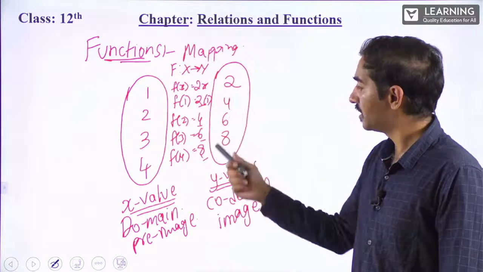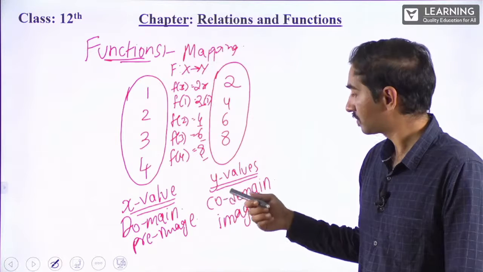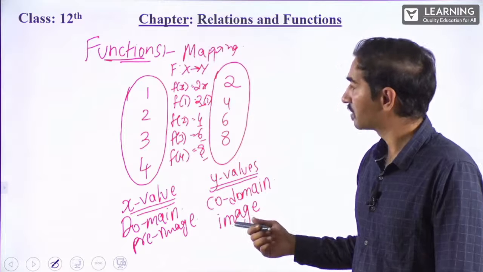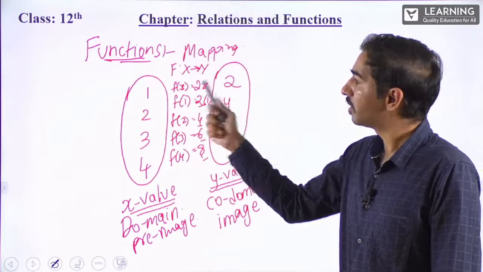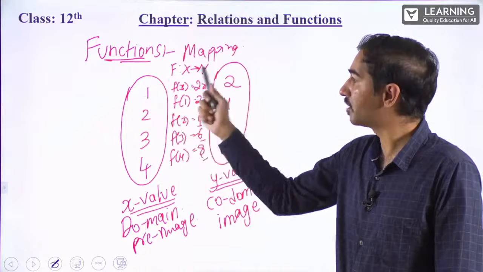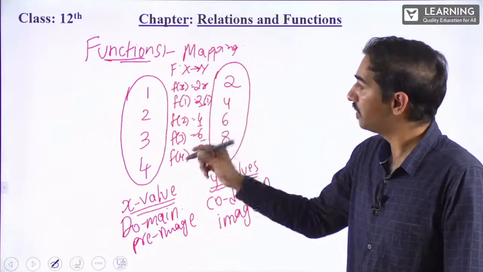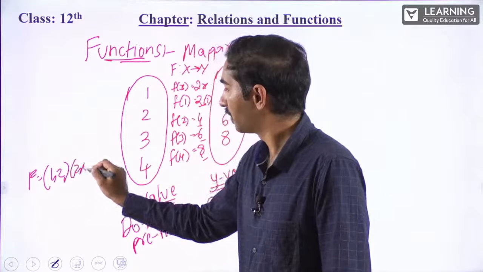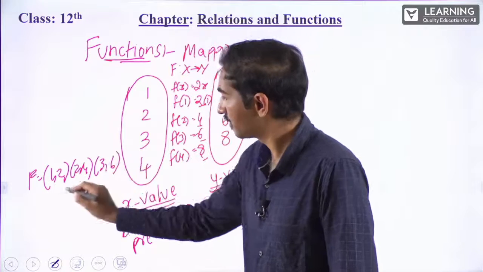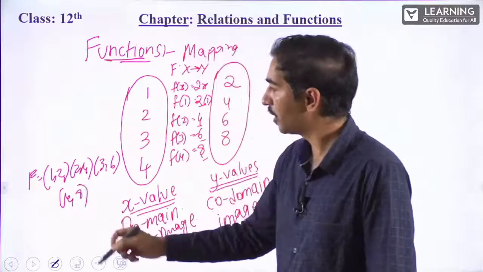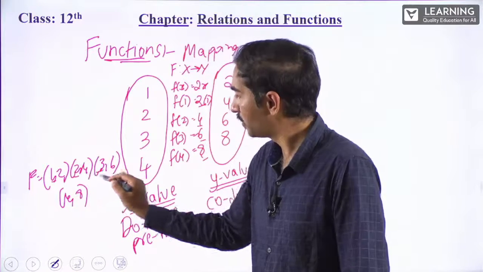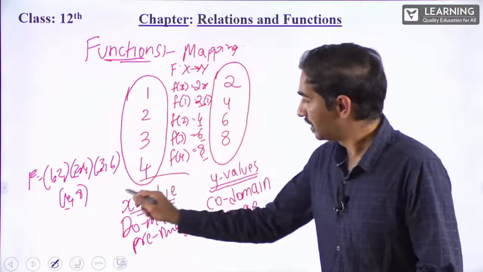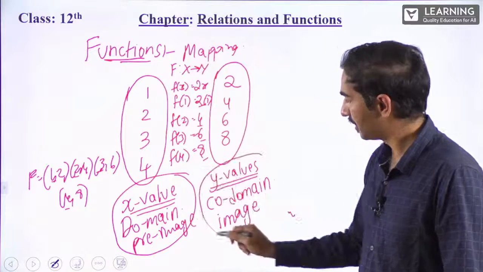These are nothing but the set of y values, which is also called the codomain, and also called the image. So 2 is the image of 1, or 1 is the pre-image of 2. Now how can we define this? We can write f equals {(1, 2), (2, 4), (3, 6), (4, 8)}. What is the one thing you have to notice? No two x values have the same y value. That is called a function. So these things are important, just make a note of them.